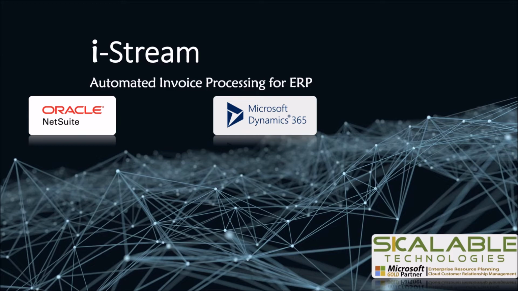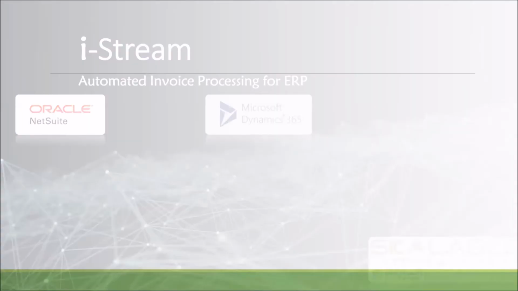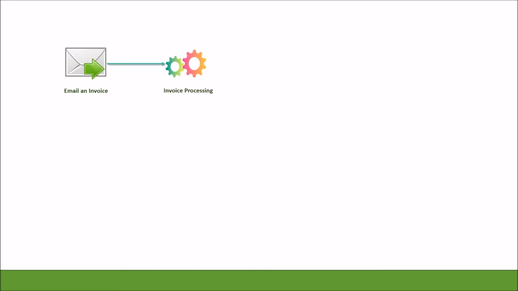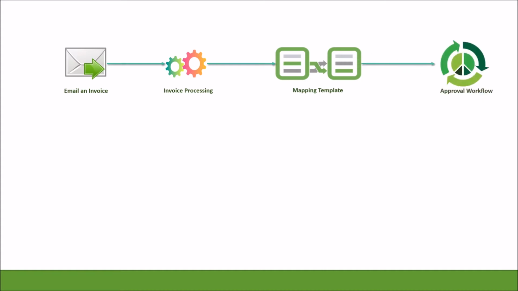Here is the iStream process of invoice integration. First, a user needs to email an invoice to the email ID configured in iStream. Then iStream will capture the invoice and process it, using the stored invoice mapping templates. After the invoice is processed, the approval workflow will be kickstarted. Once the approver approves, the invoice will be integrated into the ERP.